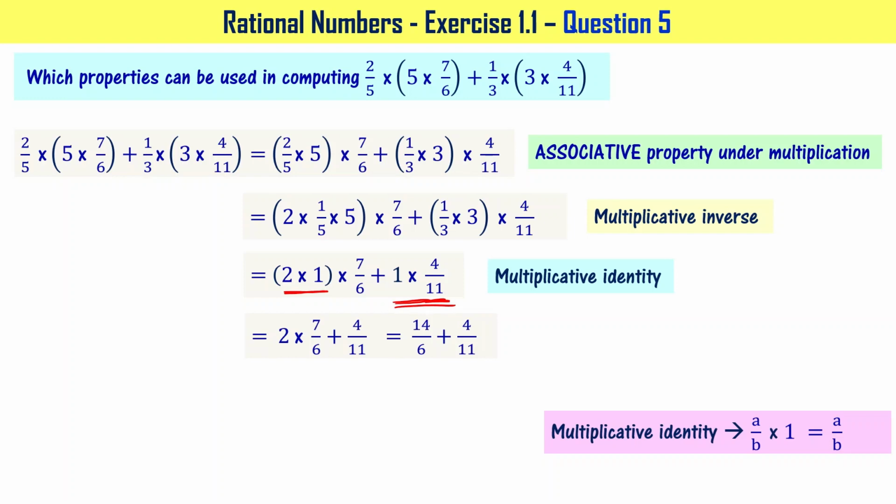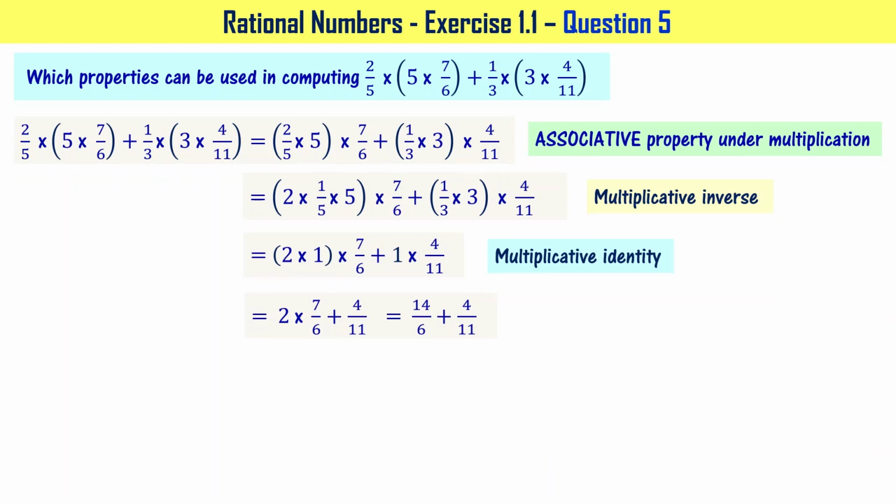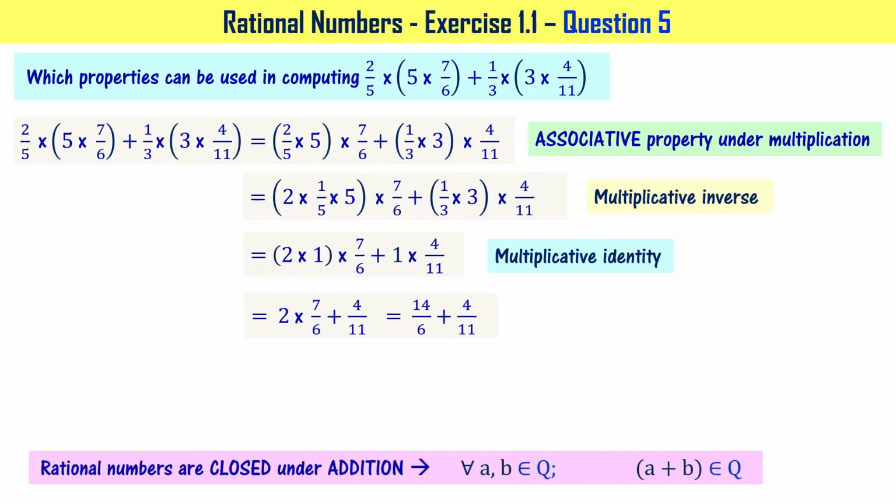We know that 2 times 7 by 6 can be written as 14 by 6 and then keep plus 4 by 11 as is, right? Now you look at this, we are adding two rational numbers, right? When you add two rational numbers, we are going to get a rational number again as the answer, right? Let's see that. Rational numbers are closed under addition. It means when you add two rational numbers a and b, you get the sum as a rational number only, right?